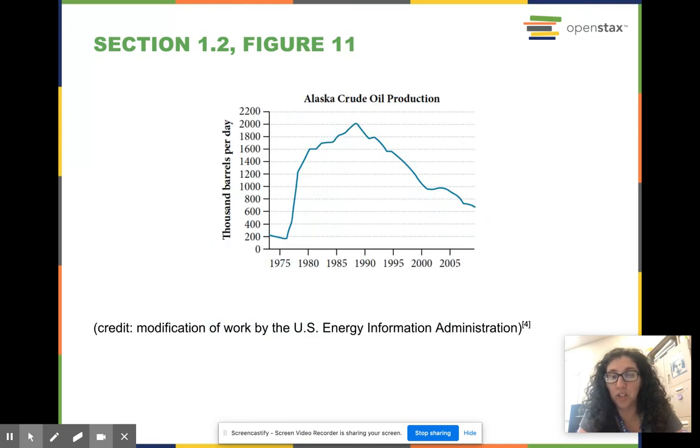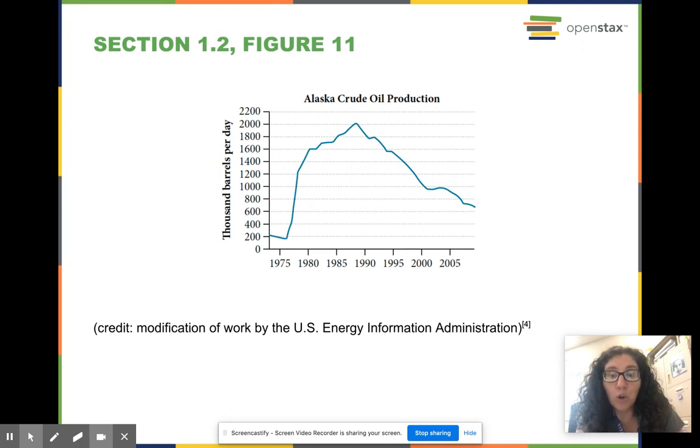All right, here's a real life example, which I actually thought was kind of interesting. Alaska crude oil production from 1970, whatever, up to about 2010 or so. It really peaked around 1990 and then has been decreasing. And I was curious, so I just Googled it, and it looks like it continued to decrease since then. So I wouldn't have guessed that.